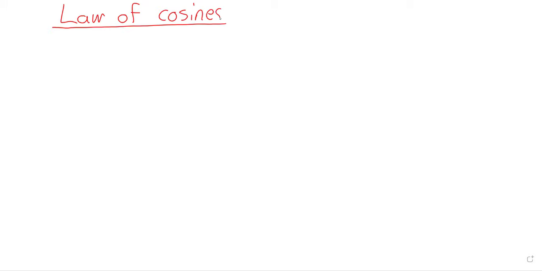Like the law of sines from Wednesday, it is a tool for solving triangles, so for finding missing sides and missing angles. Let's see. The law of cosines is used for SAS triangles. So, if you have this information and you want to find the missing side, you would use the law of cosines.